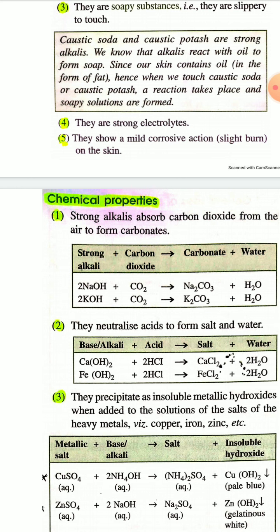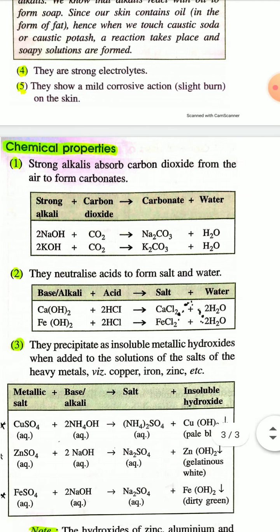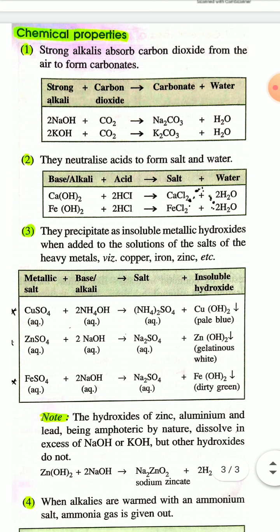Now the chemical properties of bases, that is, chemical reactions. Some chemical reactions of bases are given here. First chemical reaction: strong alkalis absorb carbon dioxide from the air and form metal carbonate and water. So the scheme of the reaction is: strong alkali plus carbon dioxide forms metal carbonate and water.